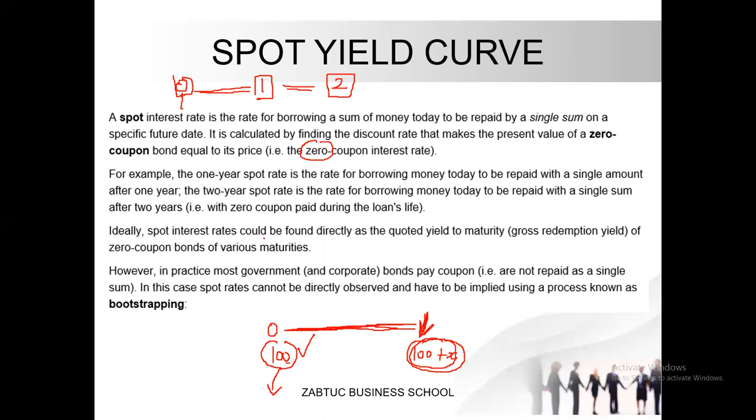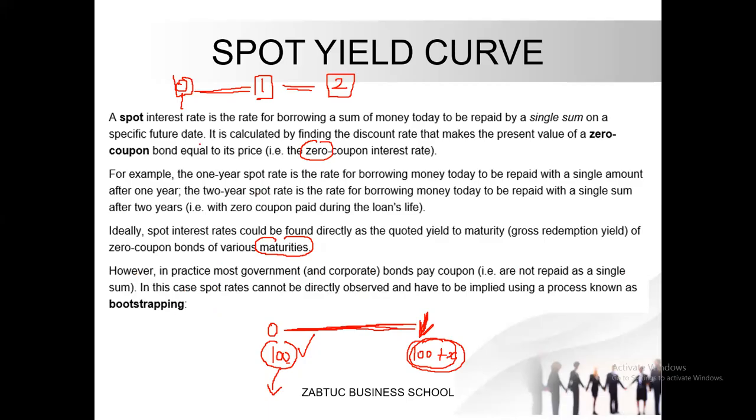Ideally, spot interest rates could be found directly as a quoted yield to maturity of zero coupon bonds of various maturities. So if we could identify these zero coupon bonds, we can just pick the spot interest rates from there. But for the purpose of our exam, we need to learn how to calculate. However, in practice, most government bonds are not repaid as a single sum. In this case, spot rates cannot be directly observed and have to be implied using the process known as bootstrapping.